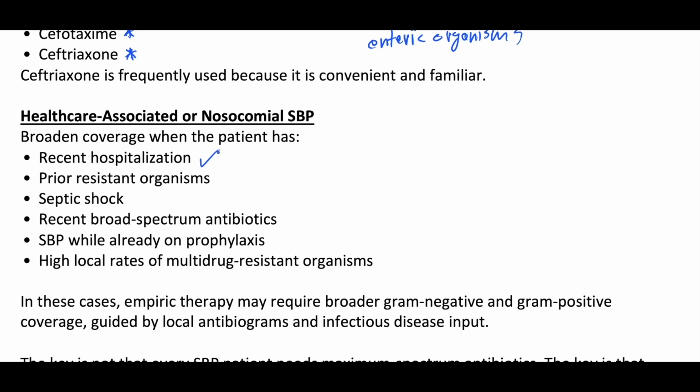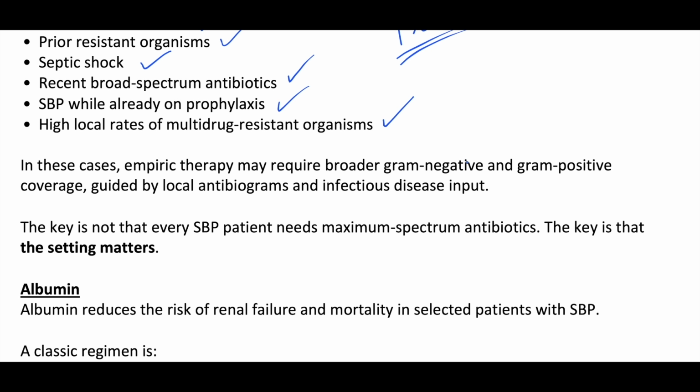So has the patient been recently hospitalized, prior resistant organism, septic shock, recent broad spectrum antibiotics, SBP while on prophylaxis, high MDR local rates, all that stuff? When we're thinking about pneumonias as well, are they at risk for MDR organisms? In these cases, you might broaden patients, still targeting gram-negative, but also providing some gram-positive coverage, right? Think about your local antibiograms, all that kind of stuff.